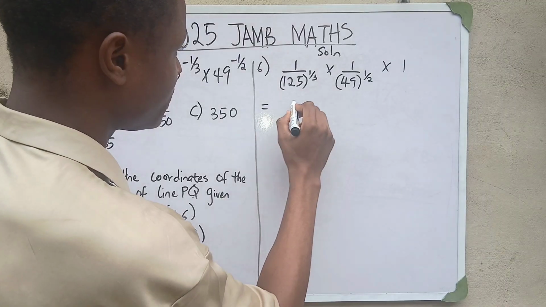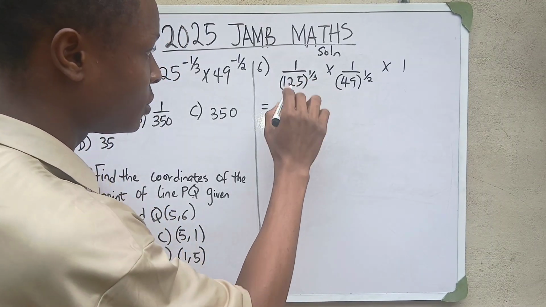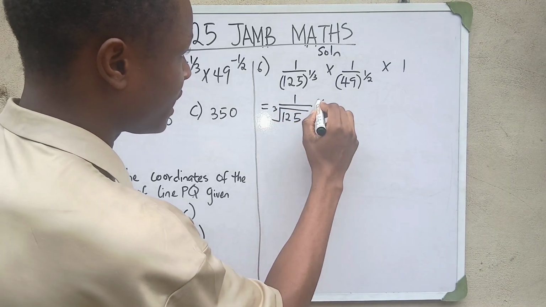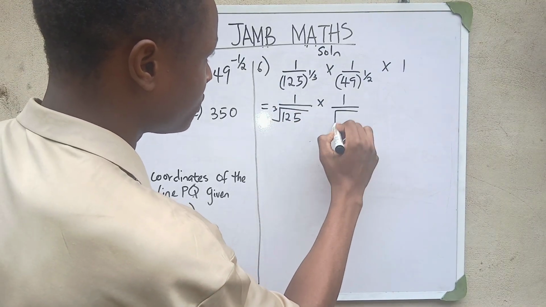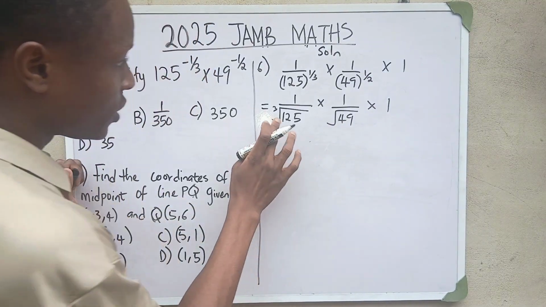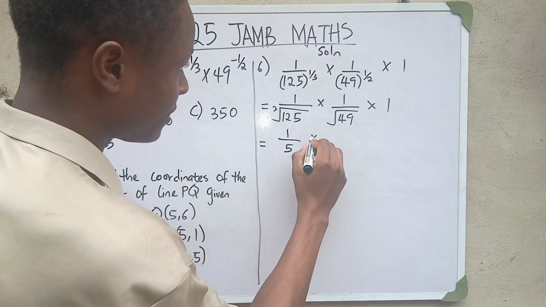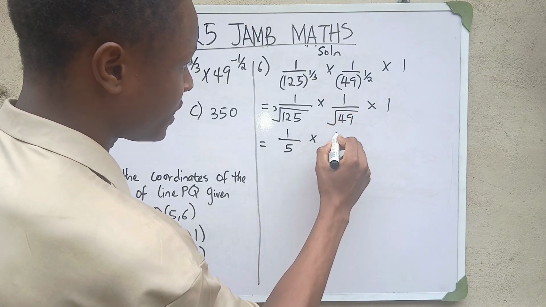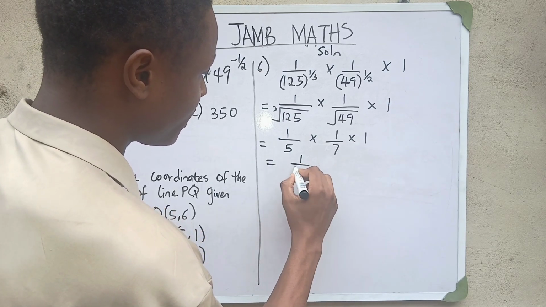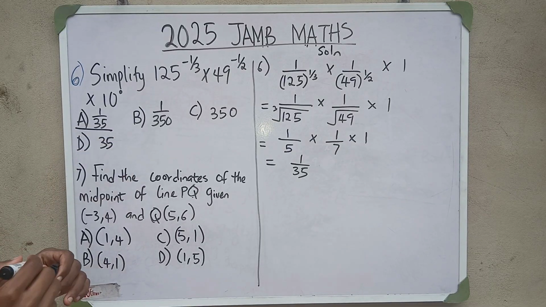So the power 1 over 3 is the same as the cube root. So this is the cube root of 125 times 1 over the square root of 49 times 1. The cube root of 125 is 5. So 1 over 5 times the square root of 49, which is 7, so 1 over 7, times 1. So this is going to give us 1 over 35. That is, option A is the correct answer.